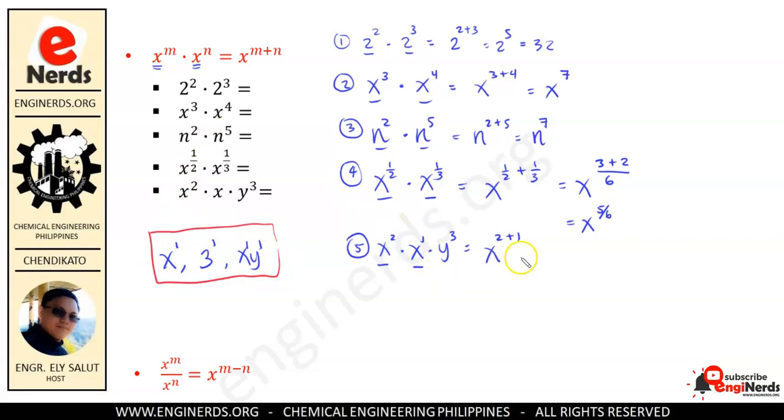Okay, so let's use that now. We add the exponent of our x, and the y will remain the same. So, we'll have here x, 2 plus 1 is 3, and y cubed. So, that's our answer. Now, let's go to the next property.